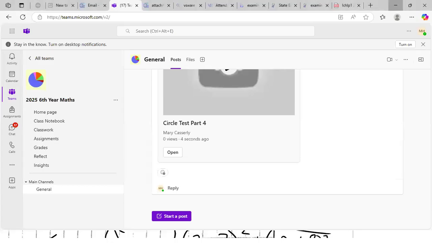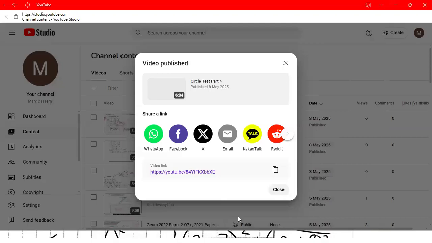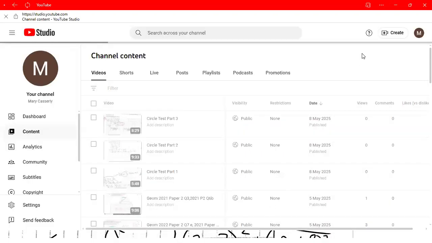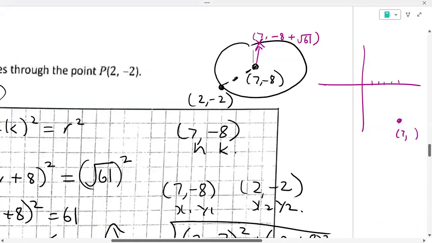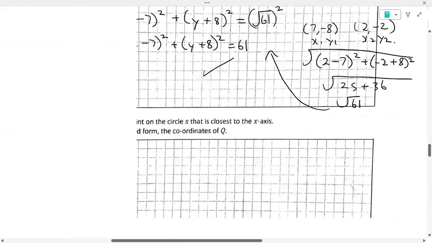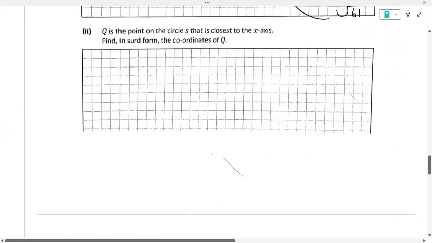Okay, so, oh, sorry. Where is my OneNote? Oh, there we go. Okay, so just the last bit of the test then.